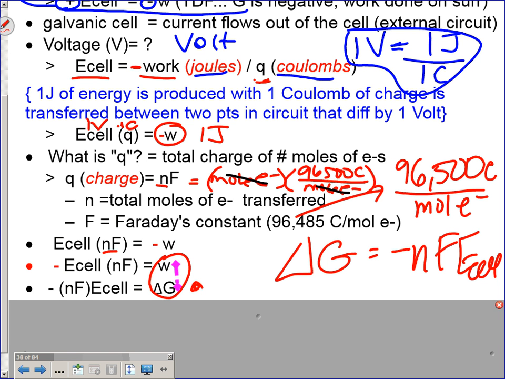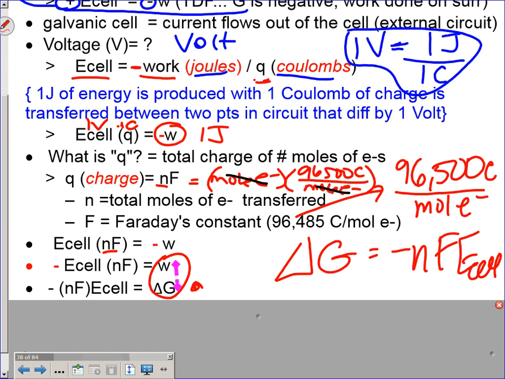Okay, so delta H and delta S combination. What else? Negative RT ln K. All right, so if we can relate anything to delta G, we can relate it to equilibrium, electrochemistry, thermodynamics. Delta G is the connector between them all, okay? So that's kind of the meeting place.